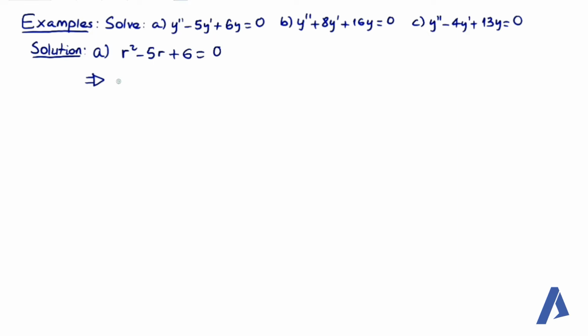ፋክተራይዝ ስናደርገው r minus 2 times r minus 3 ይመጣል። ያው plus b is equal to minus 5 and the product of two numbers 6 የሚመጣ the sum of two numbers minus 5 የሚመጣ ብንፈልግ ማለት ነው which is equal to 0. This implies that r1 is equal to 2 and r2 is equal to 3 which implies that y1 is equal to e the power of 2x and y2 is equal to e the power of 3x.